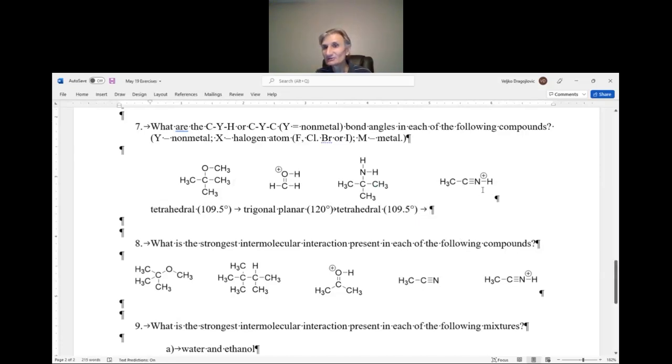And the last one, carbon, nitrogen, hydrogen. Now we have a triple bond. A triple bond means 2 pi bonds. So the hybridization of this nitrogen is sp3 minus 2 for 2 pi bonds. So 3 minus 2 is 1, so it's actually sp hybridization. And sp hybridization means linear.